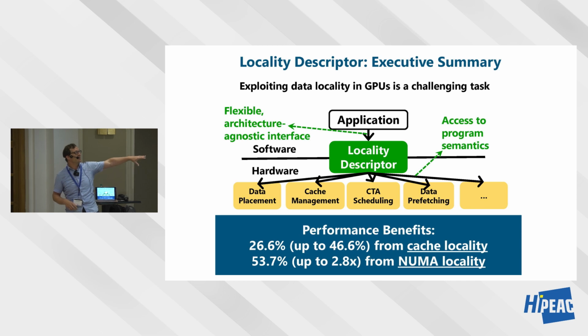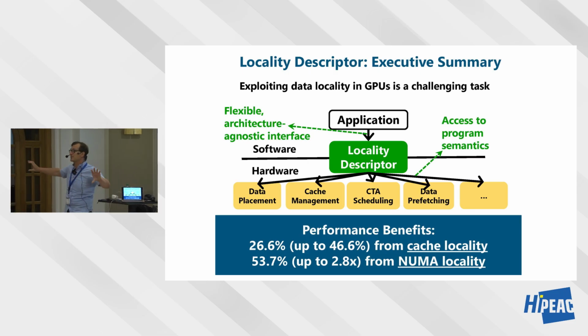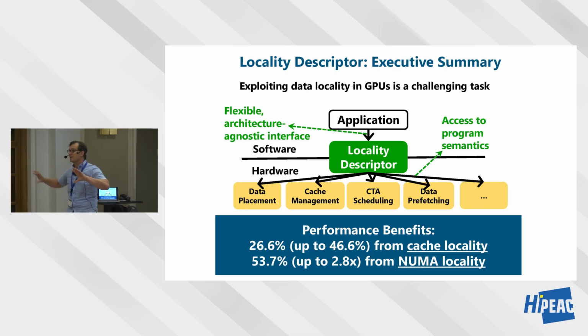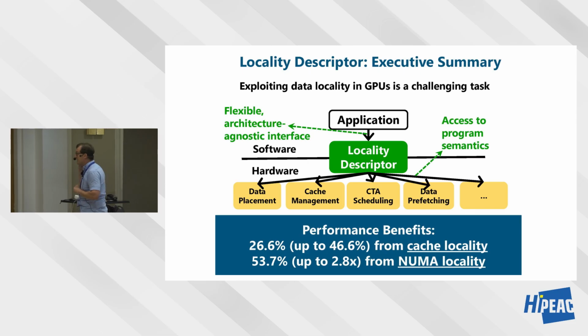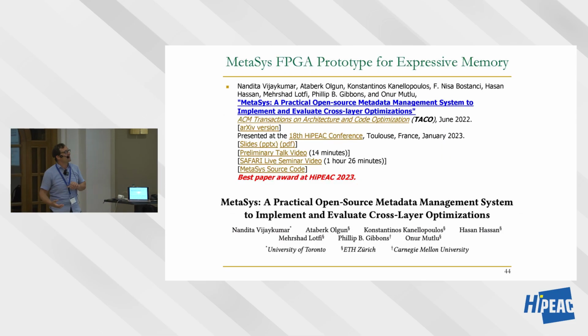You can improve cache locality, and as a result, you get more than 20% performance improvement. You can also include NUMA locality, non-uniform memory access locality, and figure out which threads should be allocated to which NUMA nodes, and this way you can get a lot more performance. So this is an example prototype that we did with NVIDIA. Later, we actually extended this prototype. We designed an FPGA-based prototype.